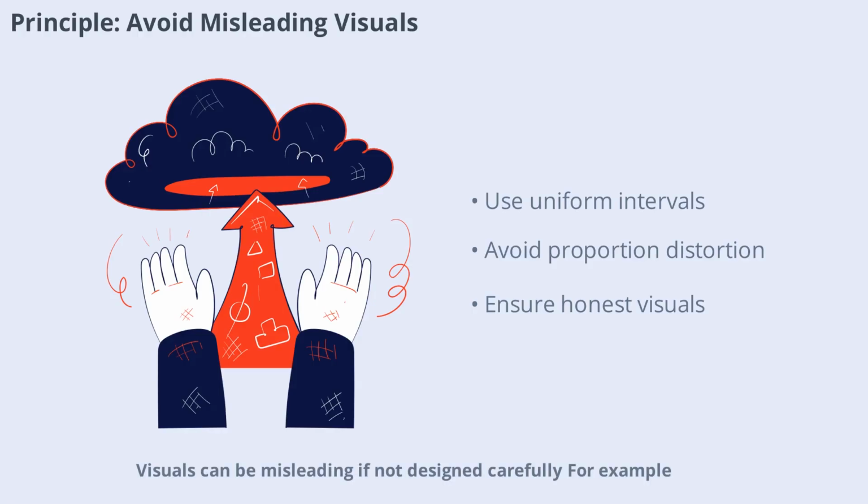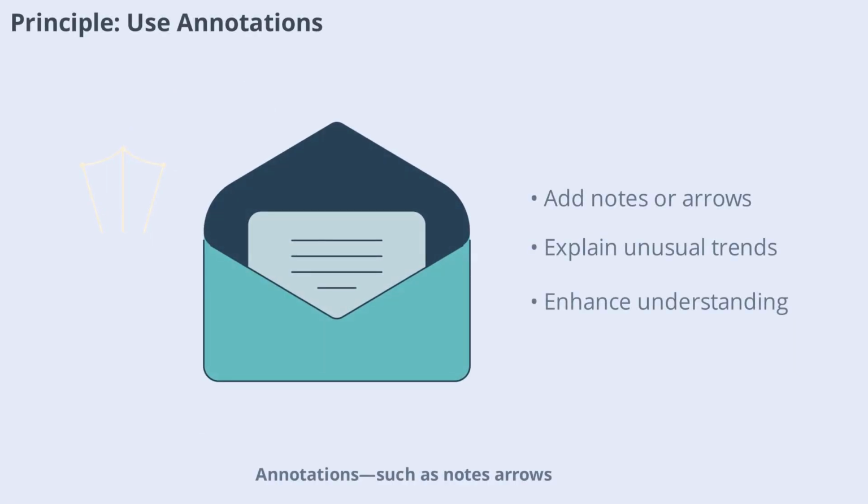Visuals can be misleading if not designed carefully. For example, using non-uniform intervals or manipulating proportions can distort the message. Always strive for honesty and clarity in your charts to ensure viewers draw accurate conclusions from your data. Annotations such as notes, arrows, or highlights can help clarify important points in your visualization.